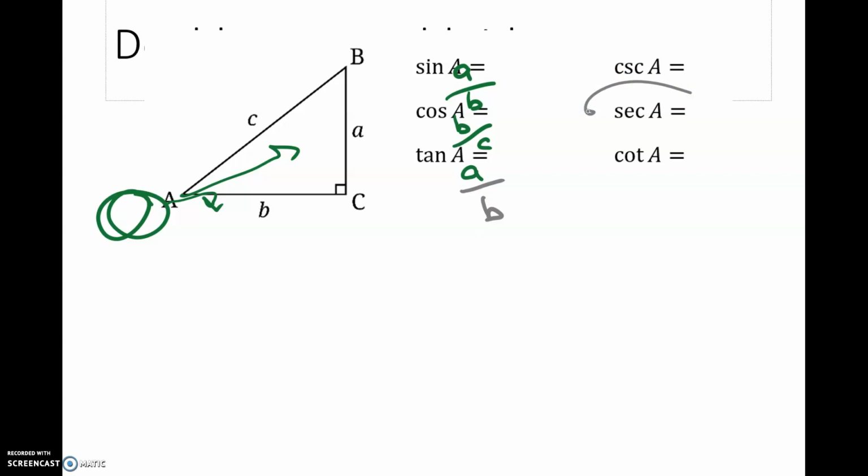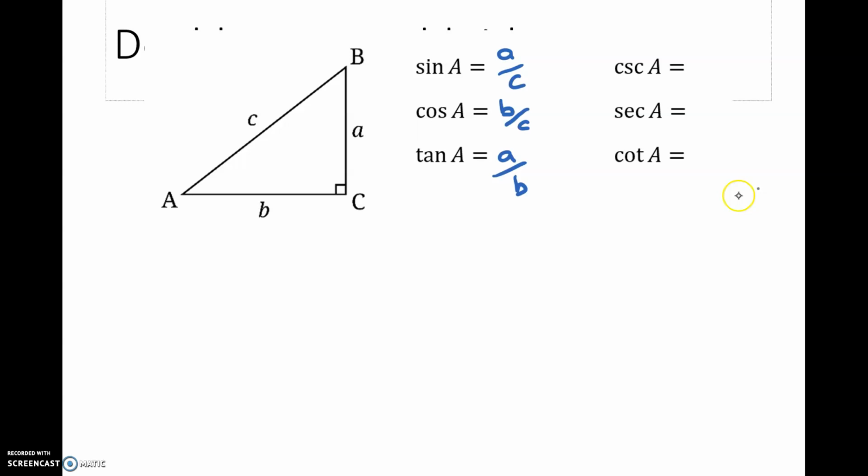Let's take a look at the cosecant of angle A. Cosecant is reciprocal of sine, so that's something you have to memorize. So the sine is A over C, so the cosecant is C over A. Secant is the reciprocal of cosine, so that's C over B. Remember, reciprocal just means you flip the fraction. Cotangent is B over A, because tangent was A over B.